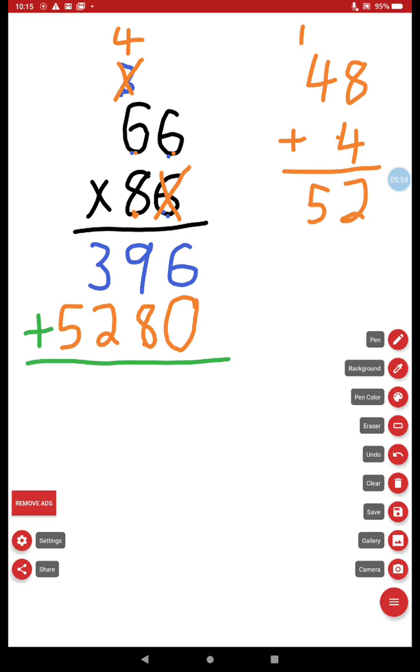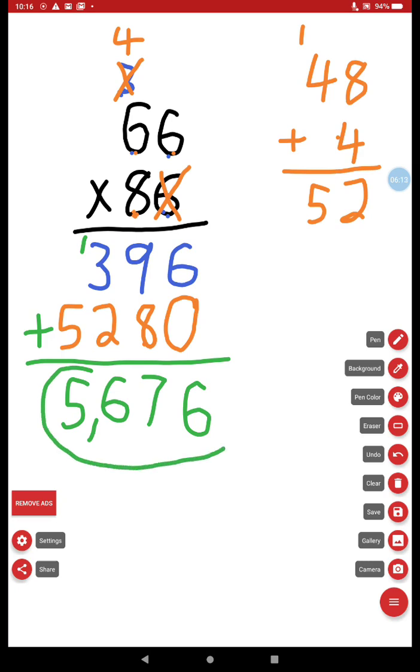6 and 0 is 6. 9 and 8 is 17. Carry the 1. 1 and 3 and 2 is 6. Nothing and 5 is 5. So you see, really my answer is 5,676. All right, guys, you're going to be doing a lot of plugging and chugging today. That means just putting it to practice over and over again so you memorize it on 4.5 homework.